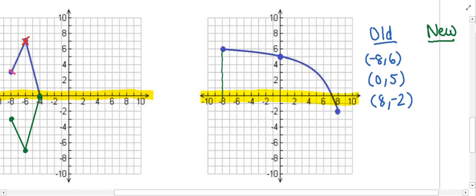So when we fold the sheet of paper, we're going to go 1, 2, 3, 4, 5, 6 units below. So we're going to end up at -8, -6. So that will be the new point here.